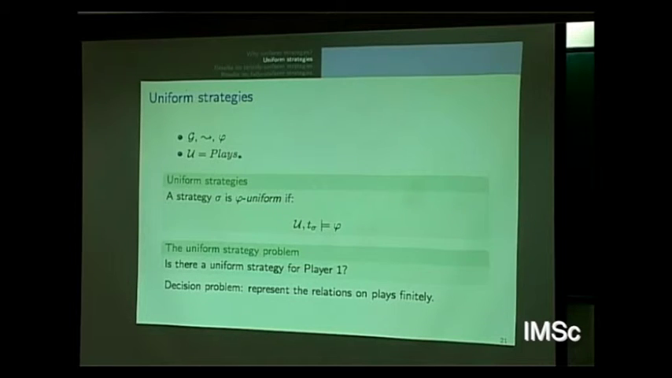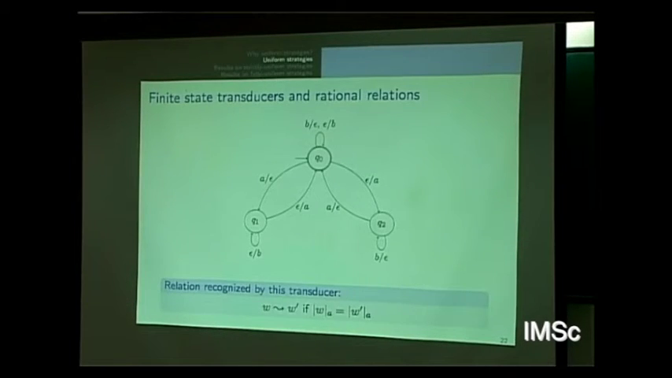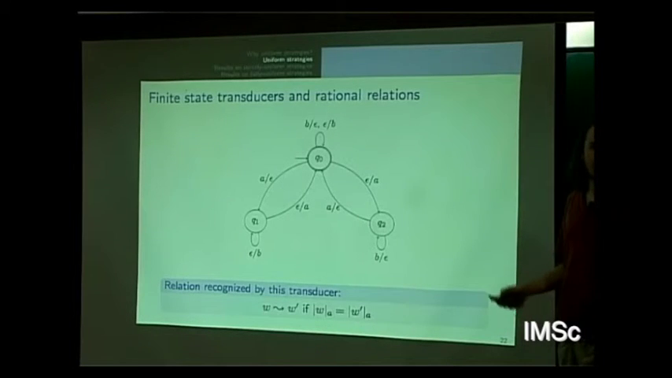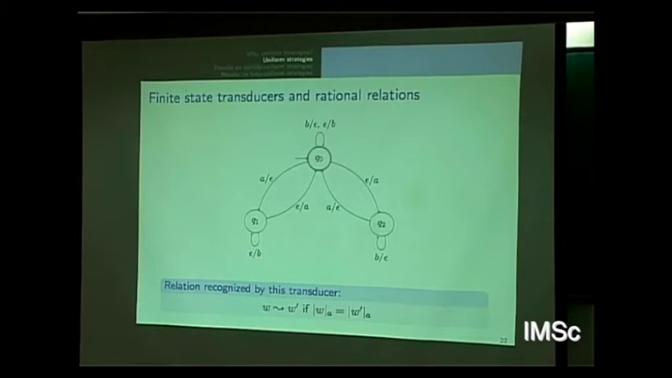So we decided to consider the class of rational relations, that are relations that can be represented finitely by means of finite state transducers. So they are recognized by finite machines. This is an example of a finite state transducer. It has two tapes, and it reads two words, not necessarily synchronously. You can read faster on one tape than on the second one, etc. And when it has finished reading the two words, it decides whether they are related or not.